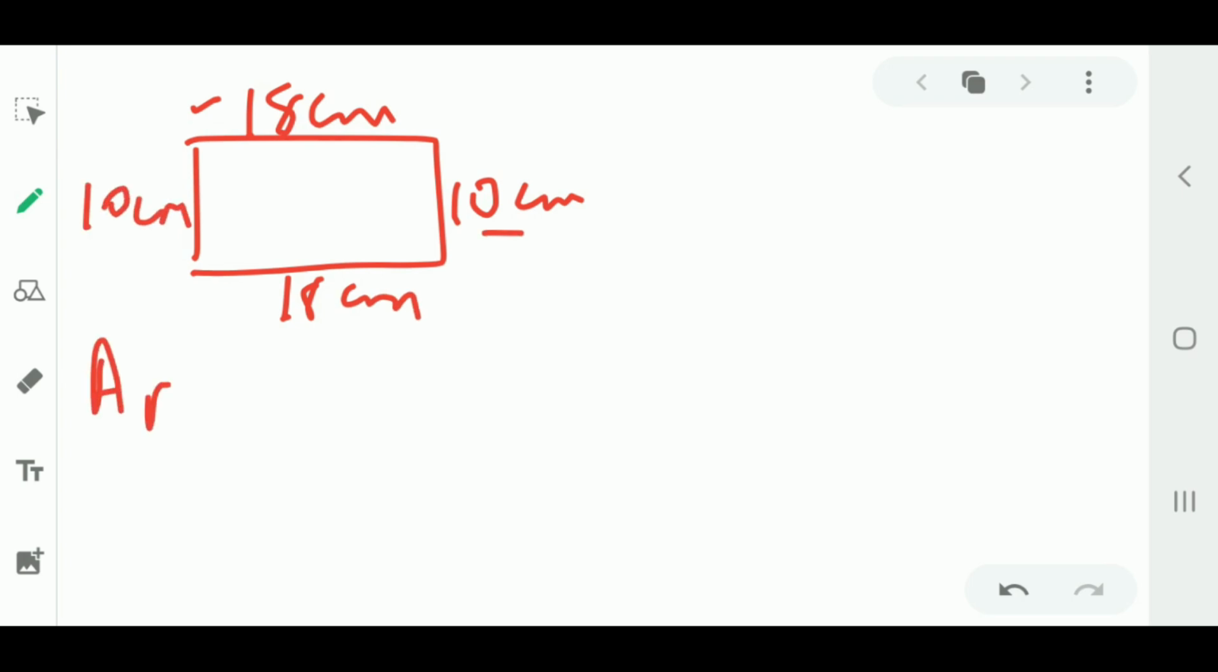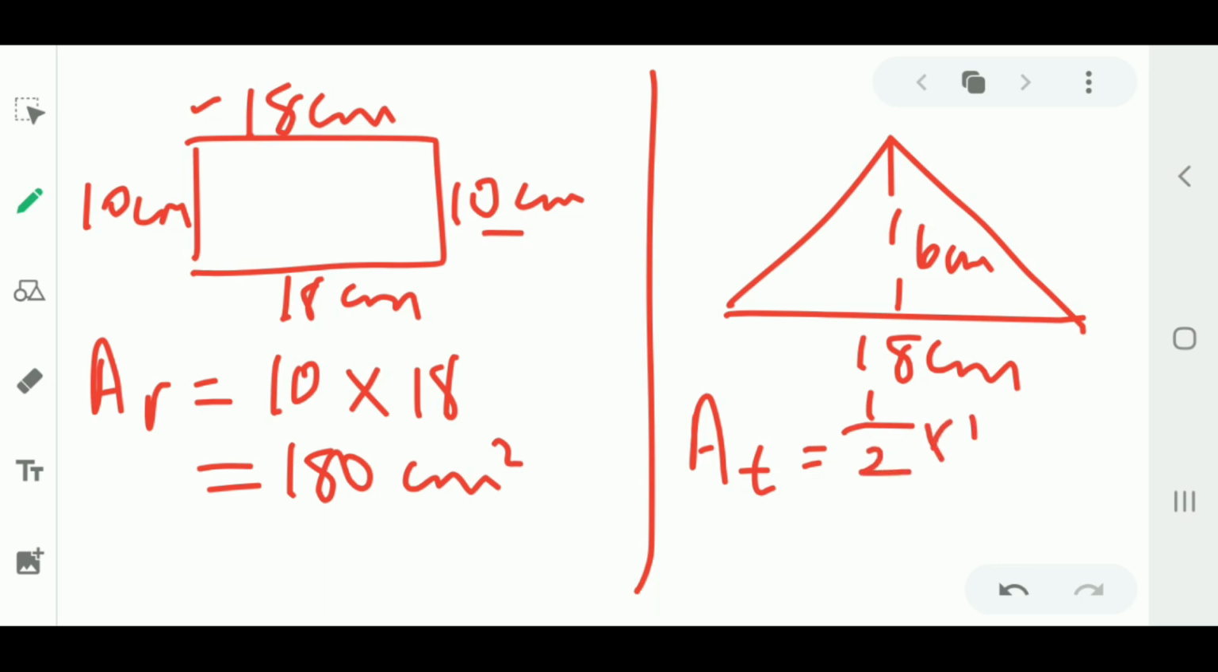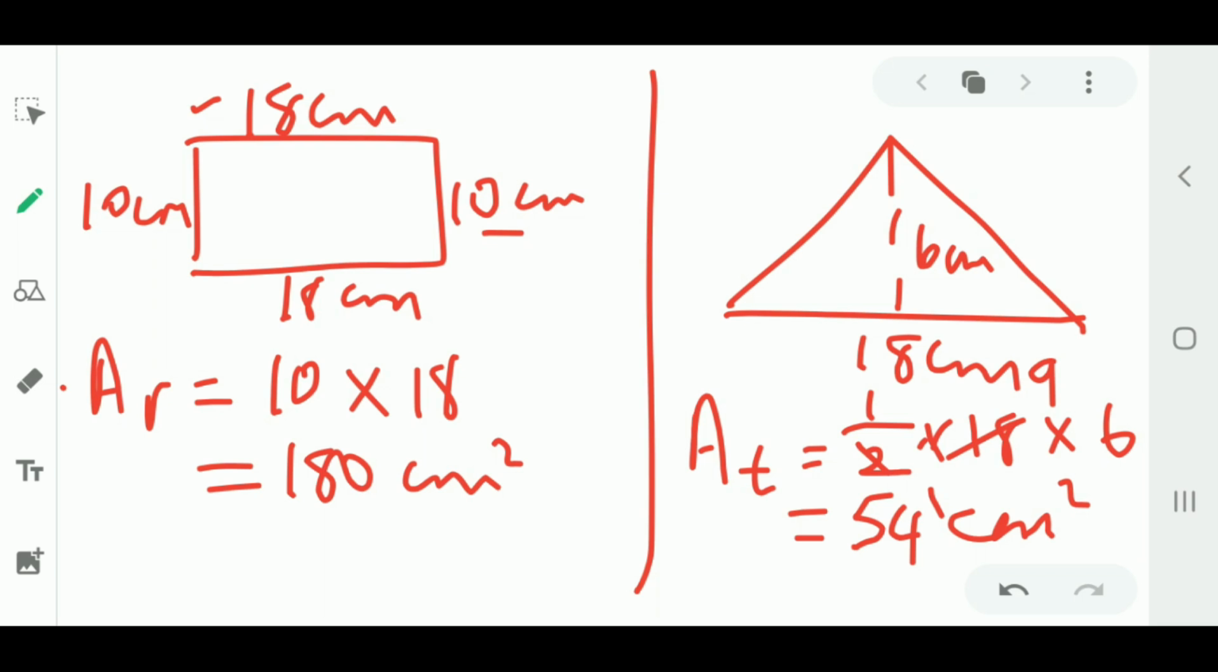So the area for the rectangle is equal to 10 times 18, which gives us 180 centimeters squared. Now we have the triangle. The base of the triangle was the same base for the rectangle, so that means here is 18 centimeters. And we're given the height as 6 centimeters. So the area of the triangle is half times 18 times 6. So this into that, 9 times 6 is 54 centimeters squared. And all we need to do now is just subtract the area of the rectangle and the area of the triangle.